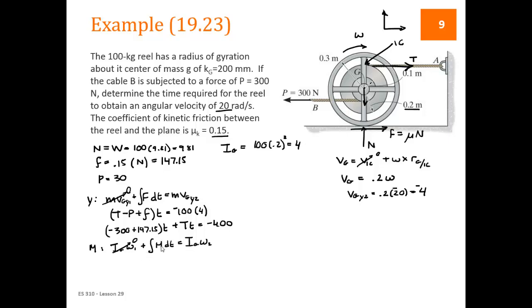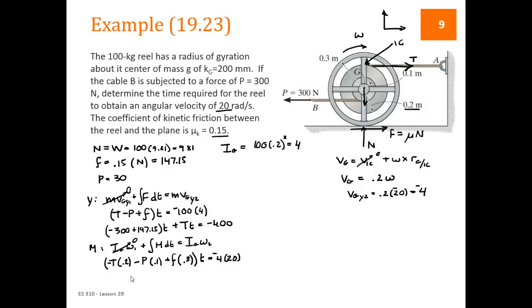So, the moments are, and again, they're all constant forces, so constant moments. We can write the moments as T times 0.2, that gives us a negative moment. P also gives us a negative moment, times 0.1. And the friction gives us a positive moment, times 0.3. That's all times some time t is equal to 4 times 20 negative.